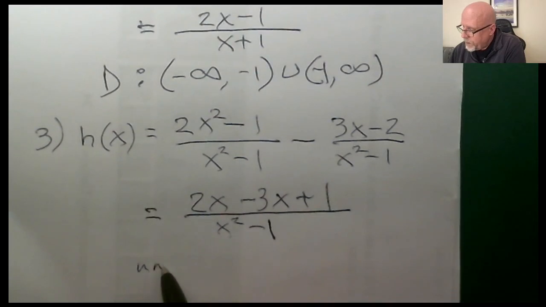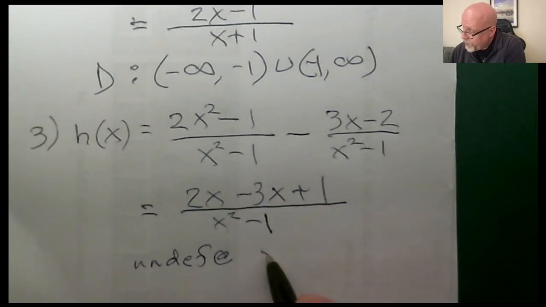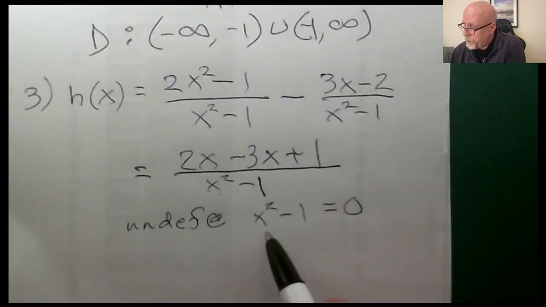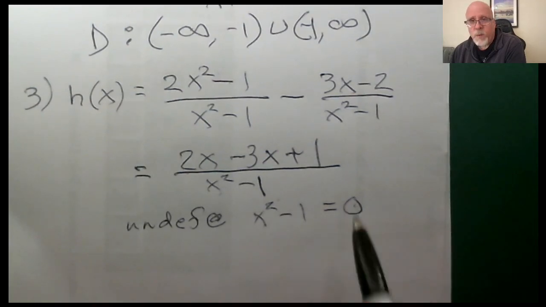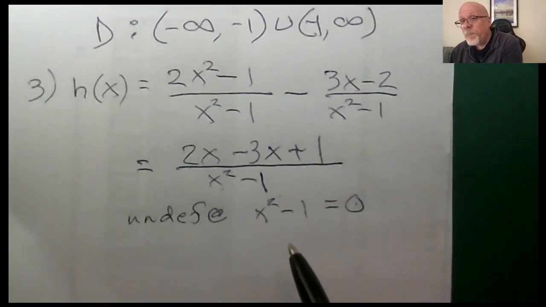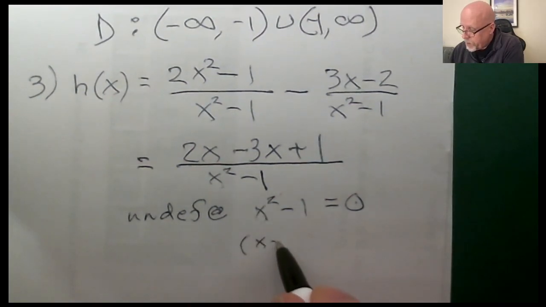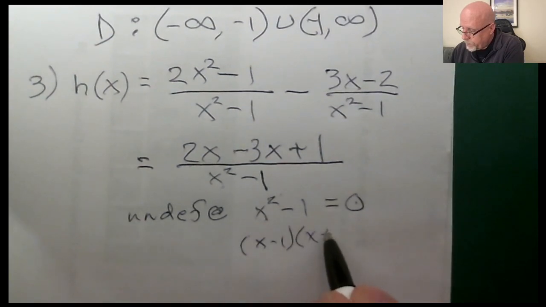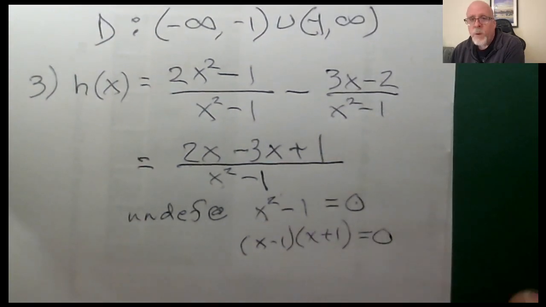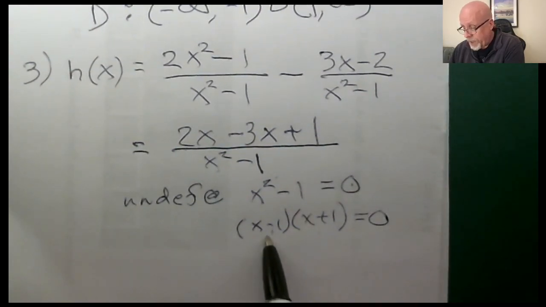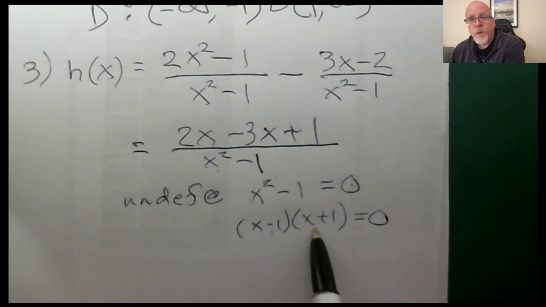It's undefined when, well, watch out for this. When x squared minus 1 is equal to 0. A lot of people will just find the one place, but there's actually 2, because both x is plus 1 and x is minus 1 will give you 0 here. And that is best seen, I think, if you notice that this is a difference of squares, so it factors. So that's (x minus 1) times (x plus 1) equals 0. And yeah, that's going to be 0 when either term is 0. So it'll be 0 when x is 1. The other factor tells you it's 0 when x is minus 1.